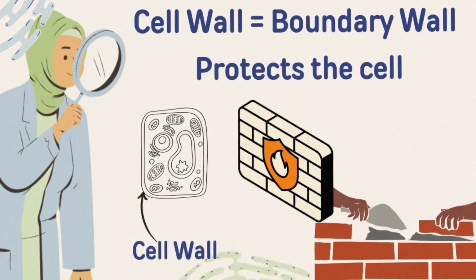If you look around your school, you'll notice the boundary wall. It keeps the school safe and gives it a clear shape. Similarly, plant cells have the cell wall. It's a tough, rigid layer that protects the cell and gives it strength and shape. Animal cells don't have this, only plant cells do.